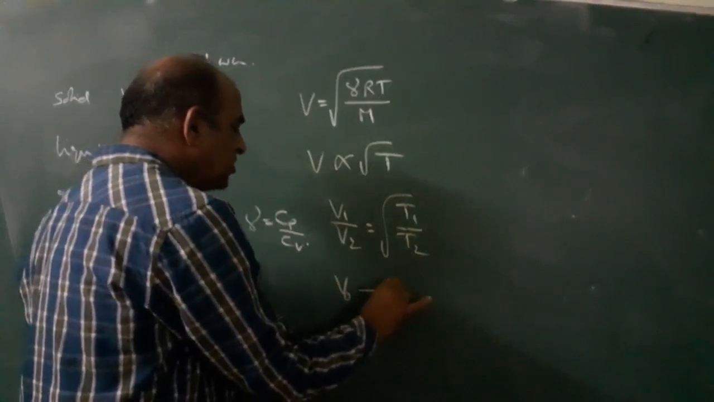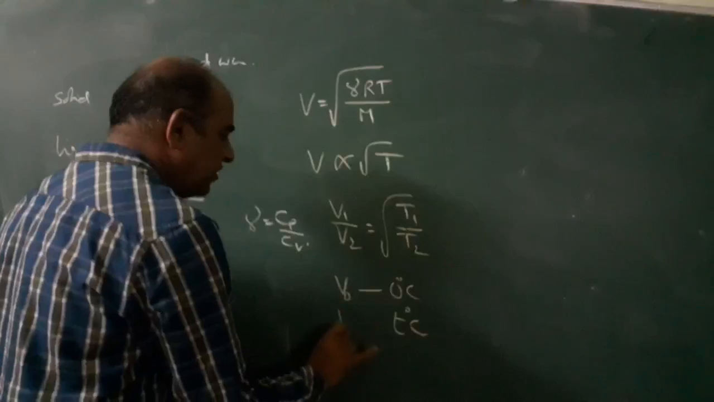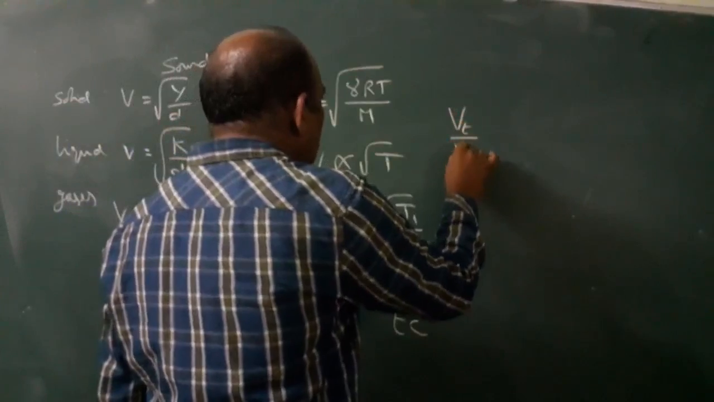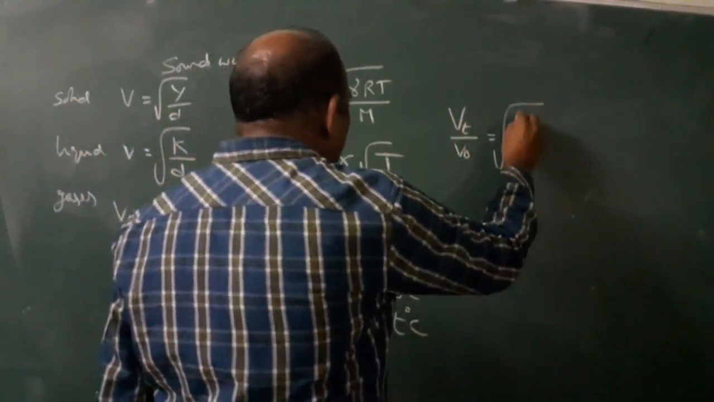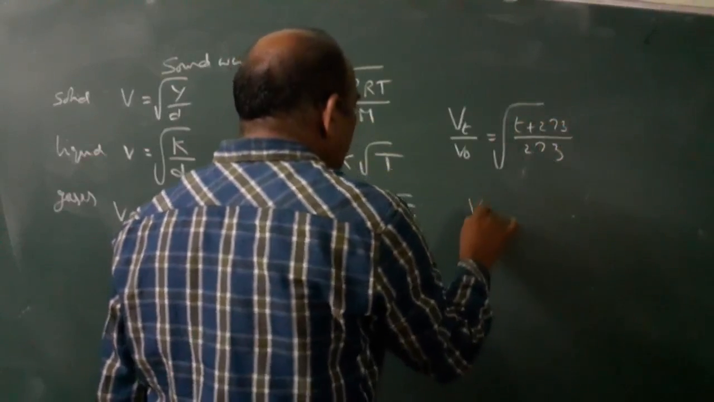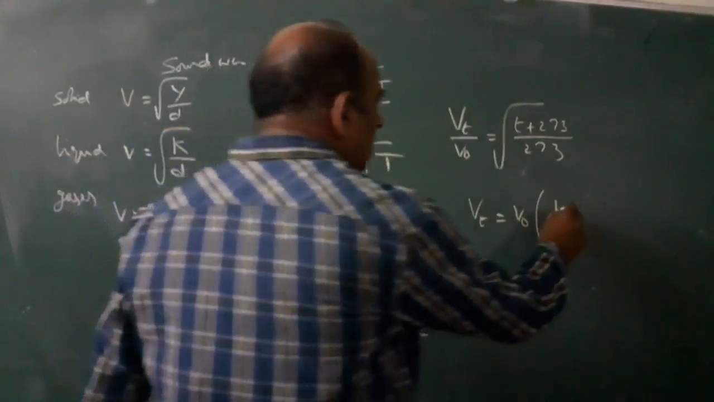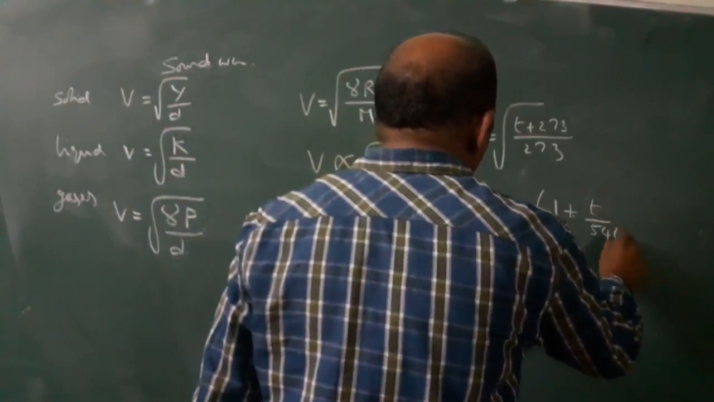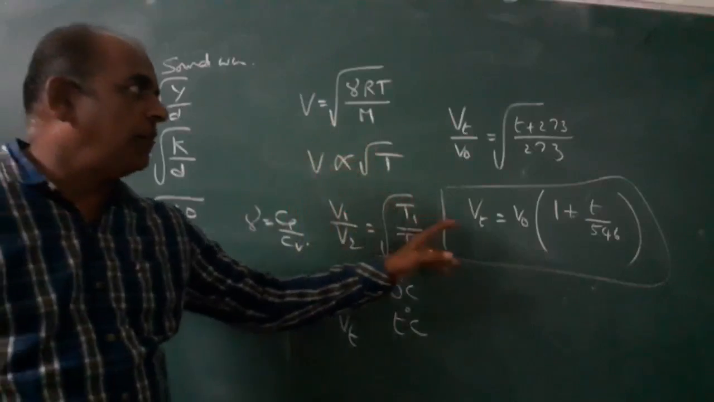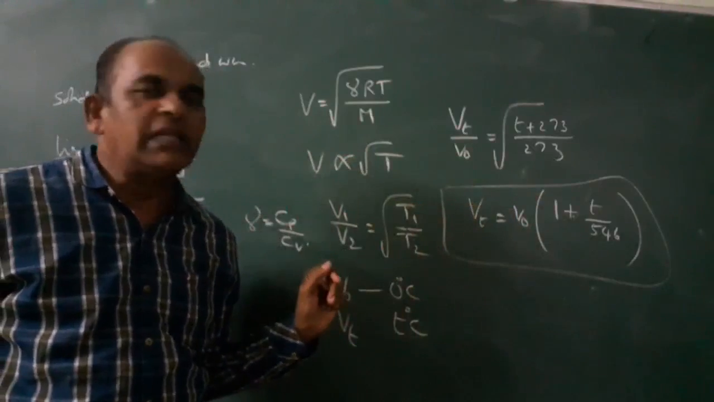V naught is the velocity of sound at 0 degrees centigrade, and at T degrees centigrade, velocity of sound is Vt. Substituting here, we get Vt by V naught is equal to root of (T plus 273) divided by 273. By simplifying, Vt is approximately equal to V0 into (1 plus T by 546). We can get this formula by using binomial expansion.